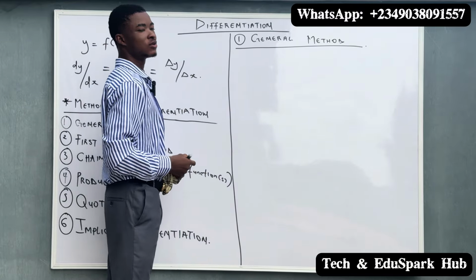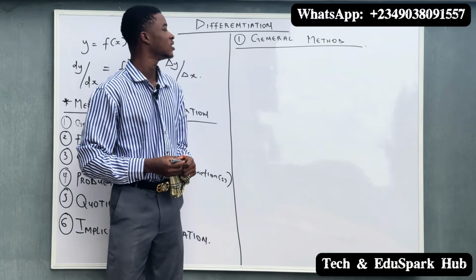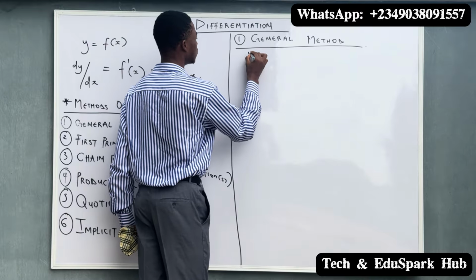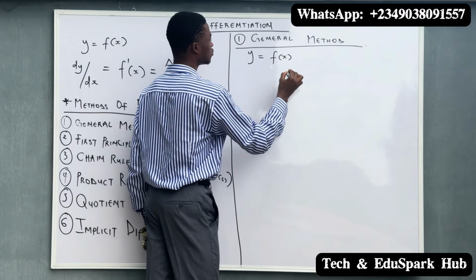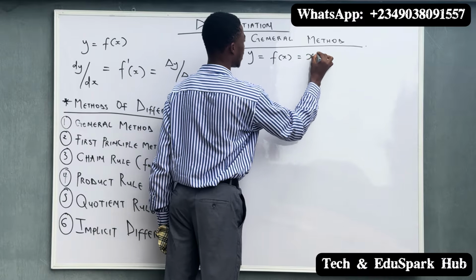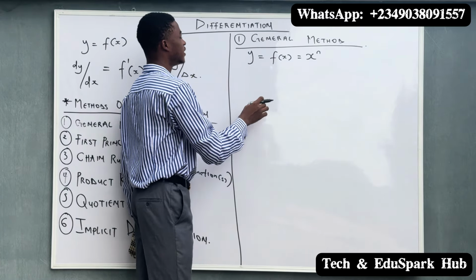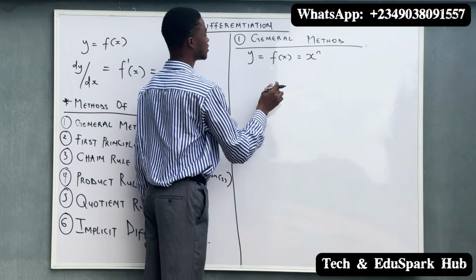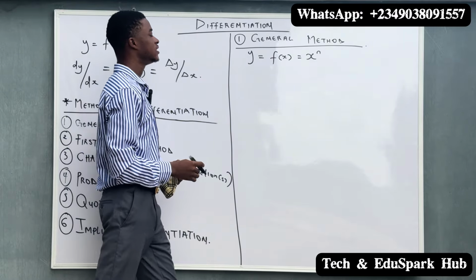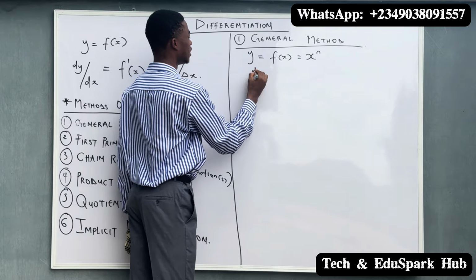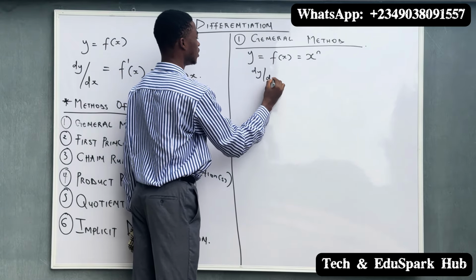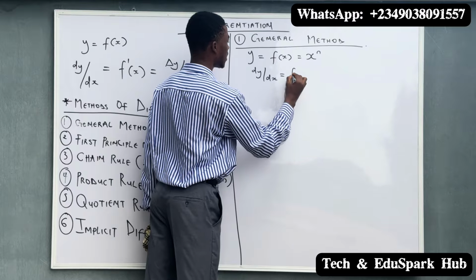So for this general method, let's look at how it works. Let's say we have a variable y, which is equal to f of x, and also it is equal to x raised to power n. And we are asked to find the change in y with respect to x. We know that change in y with respect to x is given as dy over dx, which is also given as f prime of x.